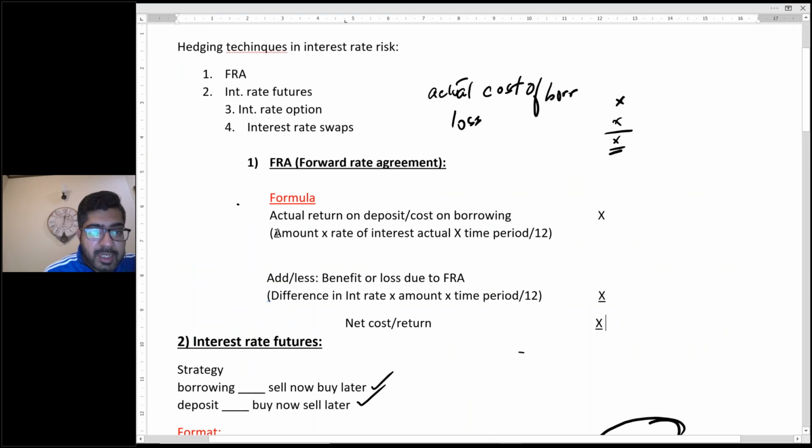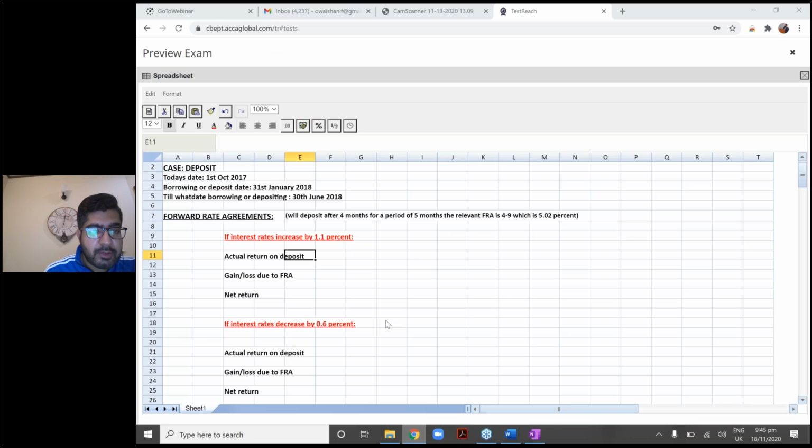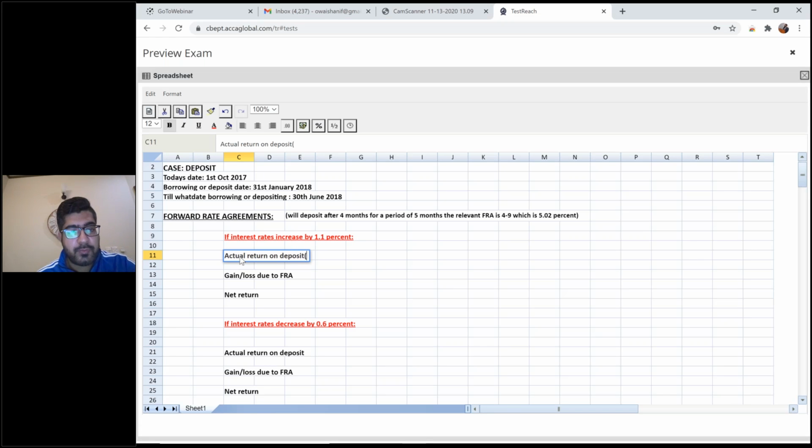Actual return on deposit is the amount into rate of interest into time period over 12. This is our actual return on deposit. So, how much amount are you depositing? Dinar 27 million. This is the amount, into rate of interest.